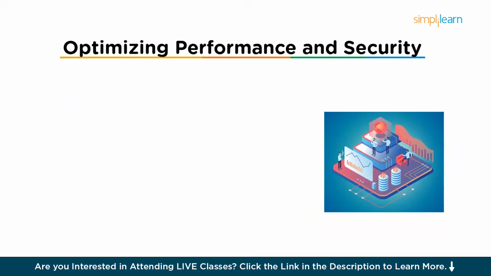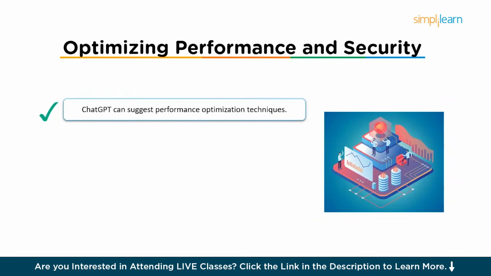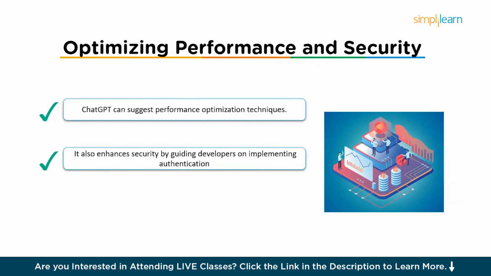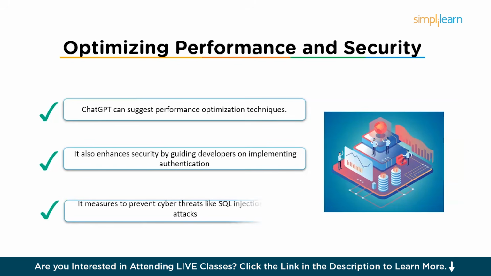Now moving on to optimizing performance and security. ChatGPT can suggest performance optimization techniques like lazy loading, caching strategies, and efficient database queries. It also enhances security by guiding developers in implementing authentication, data encryption, and API security measures to prevent cybersecurity threats like SQL injection and XSS attacks.